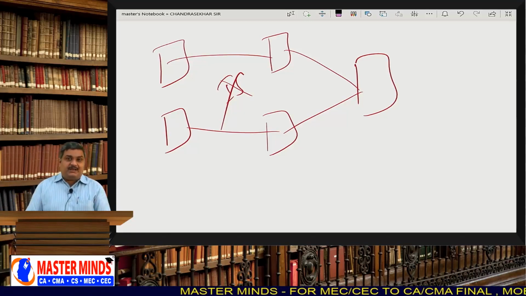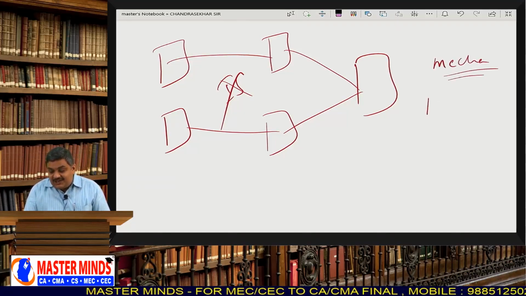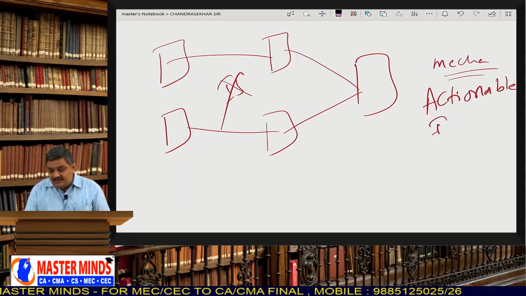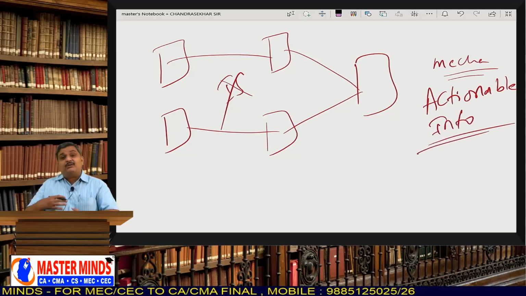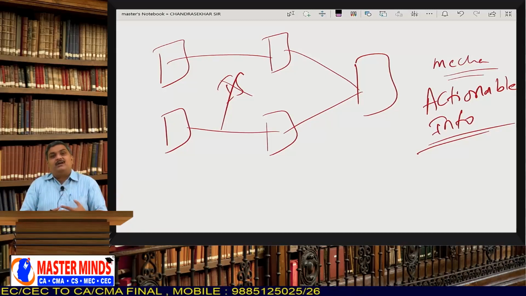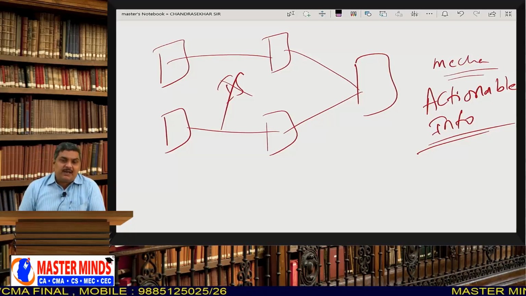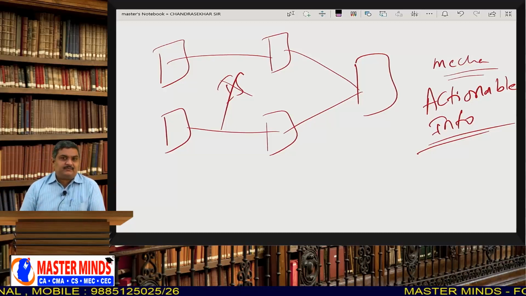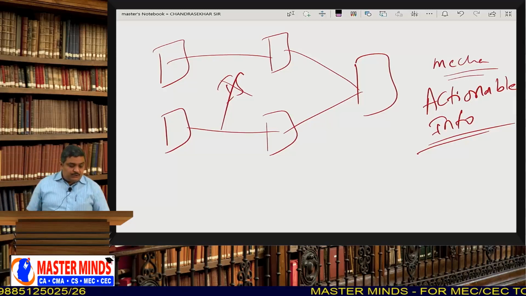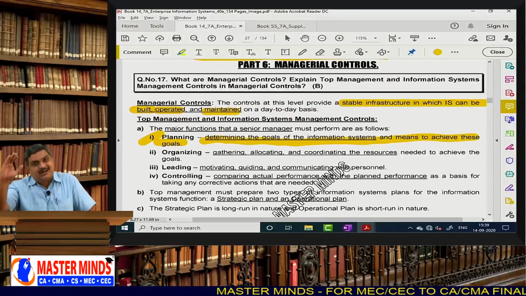Having an information system means there should be a mechanism to provide actionable information to the decision makers. You should have the kind of software which takes up all the data, filters all the data, processes all the data and gives good reports to the top level management for decision making. So that is different. Enterprise information system is different.